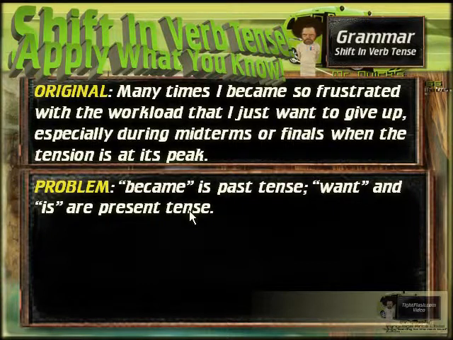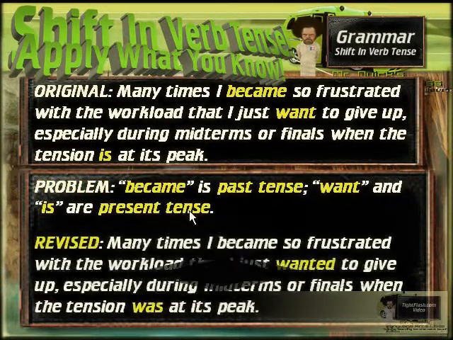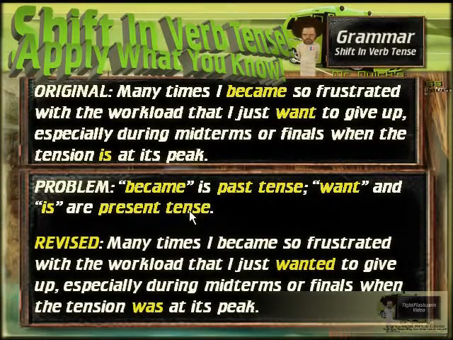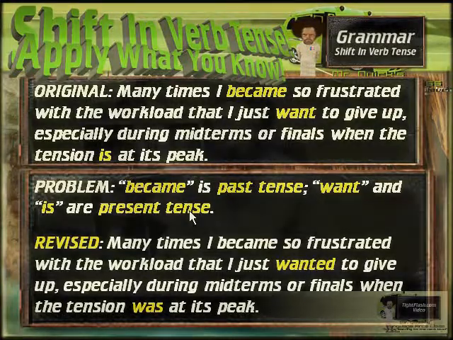Many times I became so frustrated with the workload that I just want to give up. Huh? Especially during midterms or finals when the tension is at its peak. No, that's not going to work. We need to make it all past tense. I guess became is really controlling everything here, so we need to make the other parts of the sentence go with became.